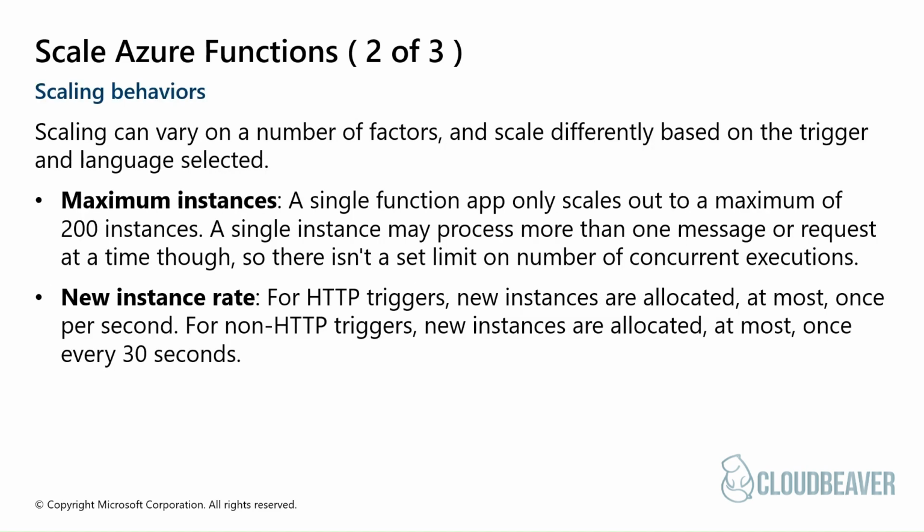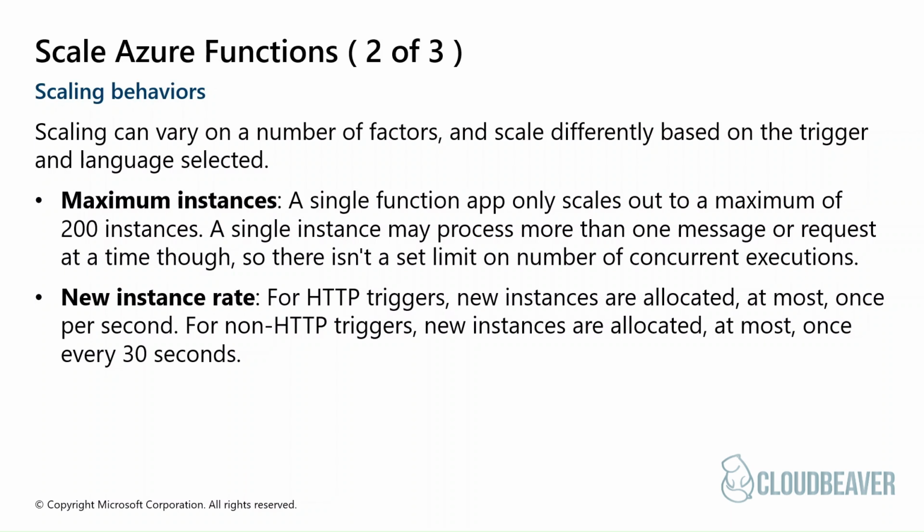Now, regarding scaling of functions, the scaling behavior goes in different ways based on the different pricing tiers and languages that you select. For example, a single function app can scale to a maximum of 200 instances, which are 200 virtual machines. And within a single instance, you can process multiple messages and requests at the same time in a function app. Here, when we talk about limitations, if you want to set one, it is possible. If you'd like to keep a limit that maximum scaling shouldn't go more than a specific number, you can also set that limit.